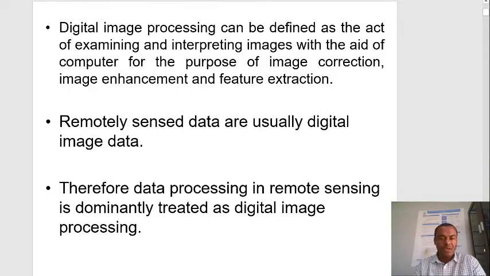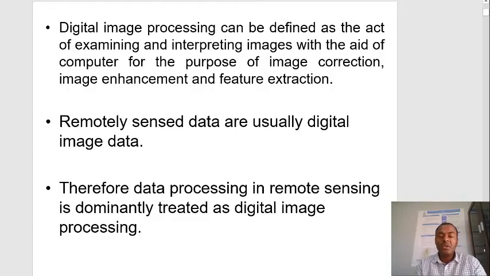So what digital image processing is all about is you examine and interpret the image with the aid of a computer. Without a computer, there is no digital image processing. The word digital means it is related to computer. So what do we do when we do digital image processing? We do image correction, we do image enhancement, we do feature extraction, information extraction, such as land cover types and the like. So why do we care about digital image processing?